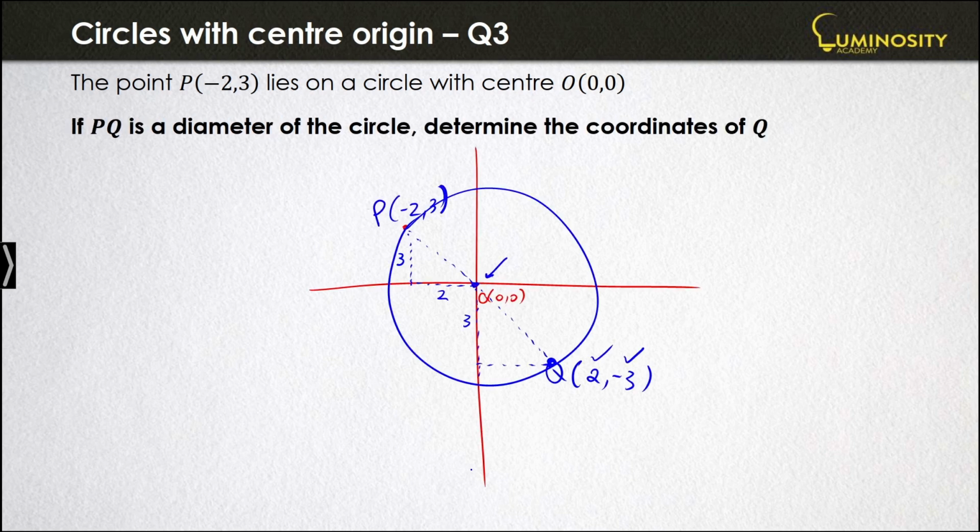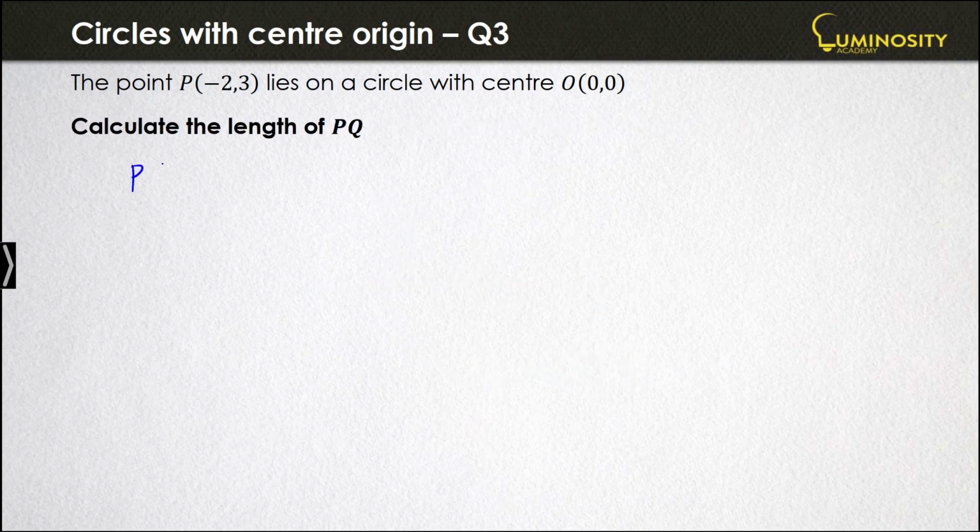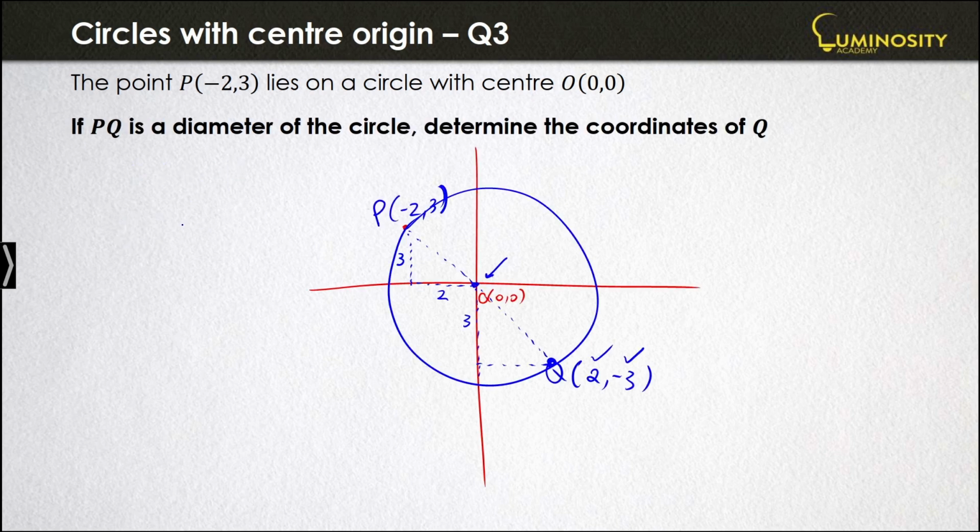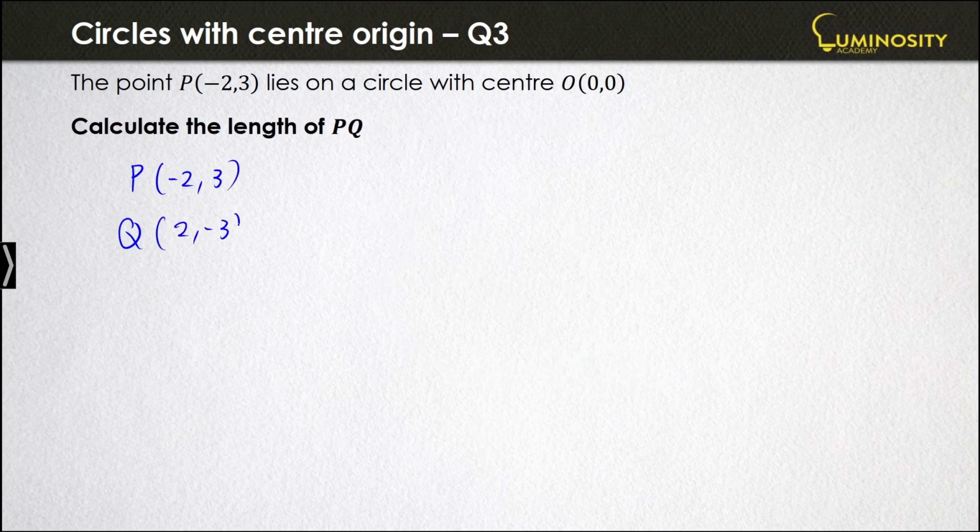Calculate the length of PQ. So again, the coordinate of P was -2, 3. And the coordinate of Q we said was 2, -3. So if I want to find the distance of those two points, I could either use the distance formula or I could just use the Pythagorean theorem. They are exactly the same.